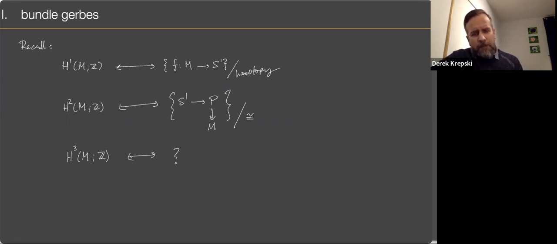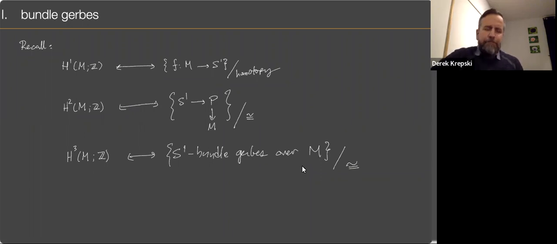And then the question, of course, is what do you do for degree 3? One of the things you can do is use S1 bundle gerbes, which are the things that we'll define next. Of course there are different models, different geometric objects you could choose instead of bundle gerbes, but this is what we'll talk about today.